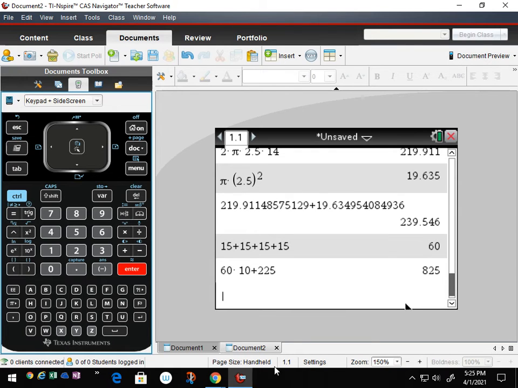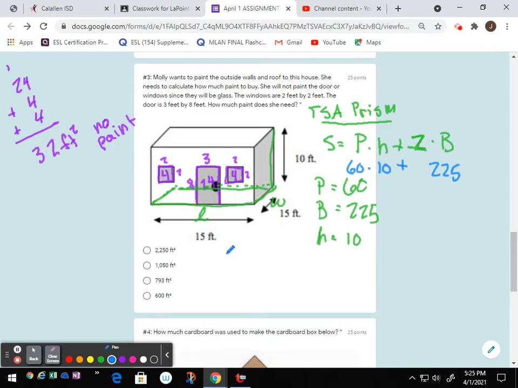And we get 825 feet squared, okay? But we have to remember, we're subtracting 32 from 825. We have to subtract this 32 from our total surface area because we're not painting the windows or the door. So 825 minus 32 is equal to 793 feet squared, which is answer choice C.